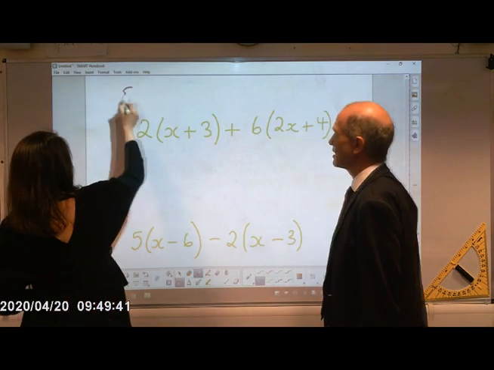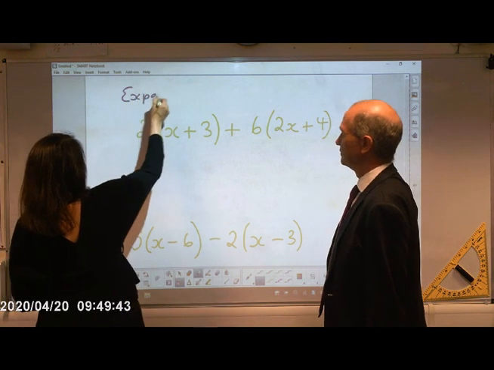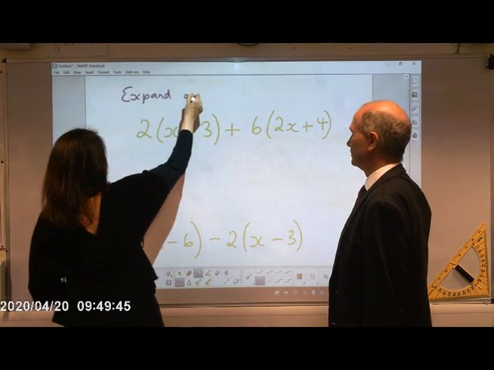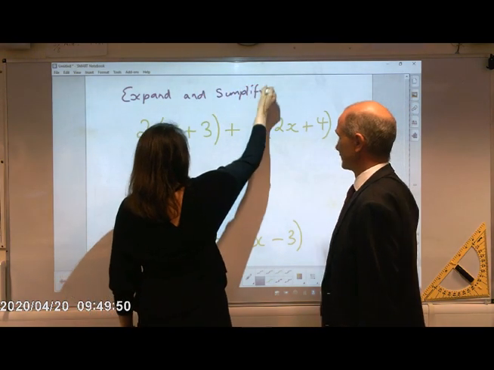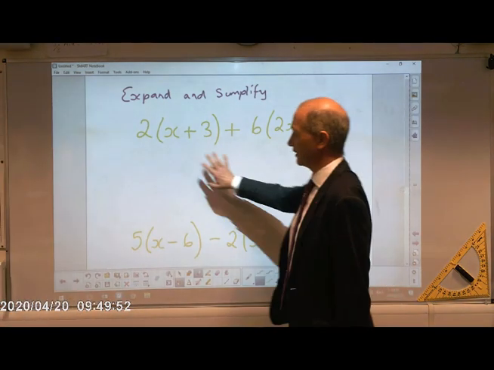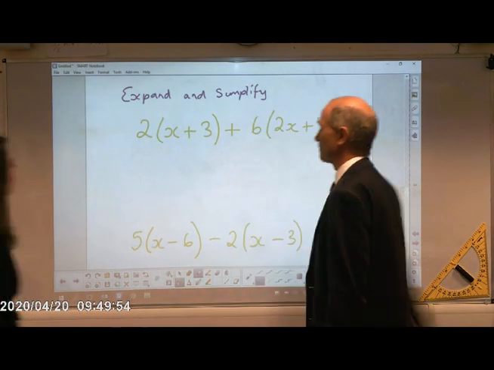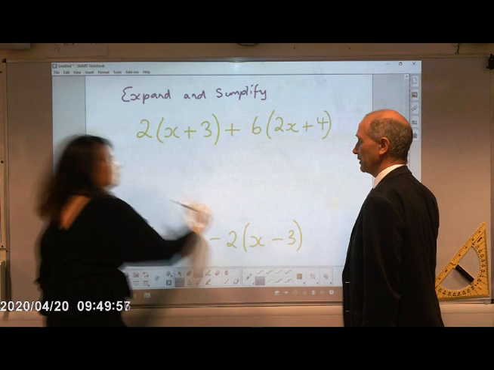This one will say not only just expand and not only just simplify, it will say expand and simplify, because you will need to expand, get rid of the brackets, and then look carefully to see whether you can simplify further. So we're going to expand. I'm going to do this one, do that one, and then I'm going to do that one.